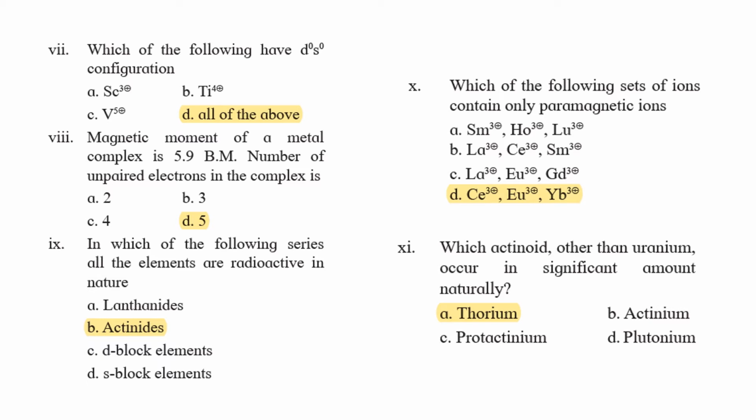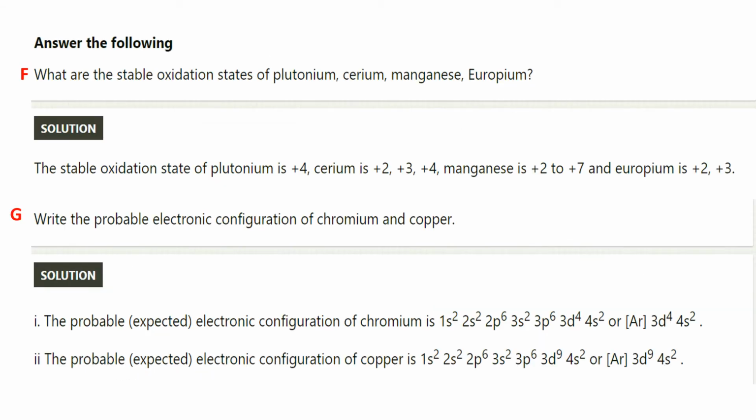Next question. Which actinoid other than uranium occurs in significant amount naturally? The answer is thorium. Correct answer is option A. Answer the following. First question. What are the stable oxidation states of plutonium, cerium, manganese, europium? Answer: the stable oxidation state of plutonium is +4, cerium is +2, +3, +4, manganese is +2 to +7, and europium is +2, +3.